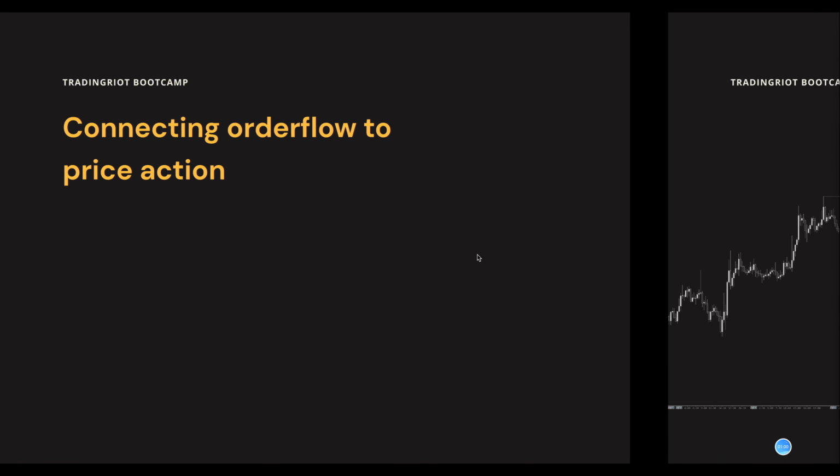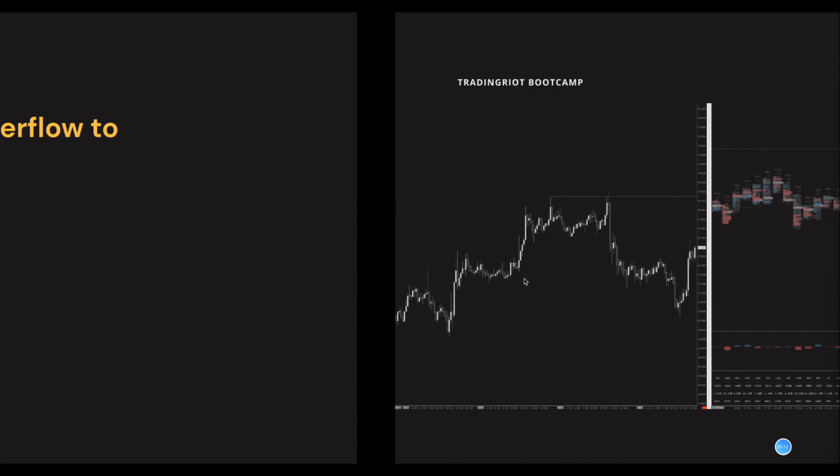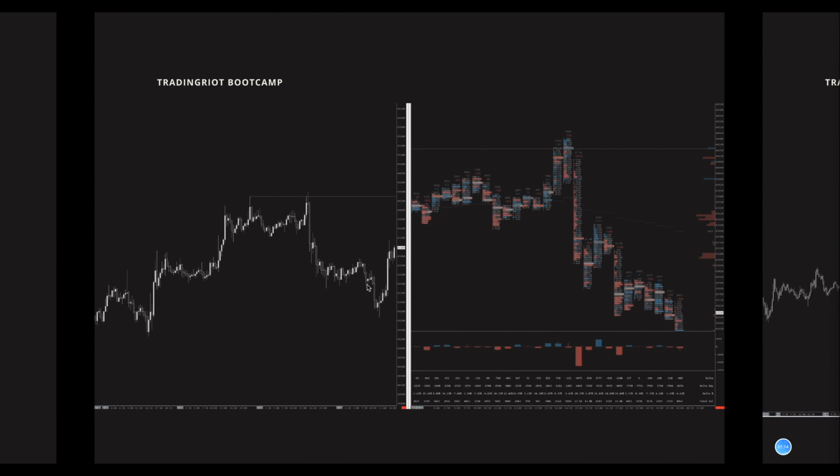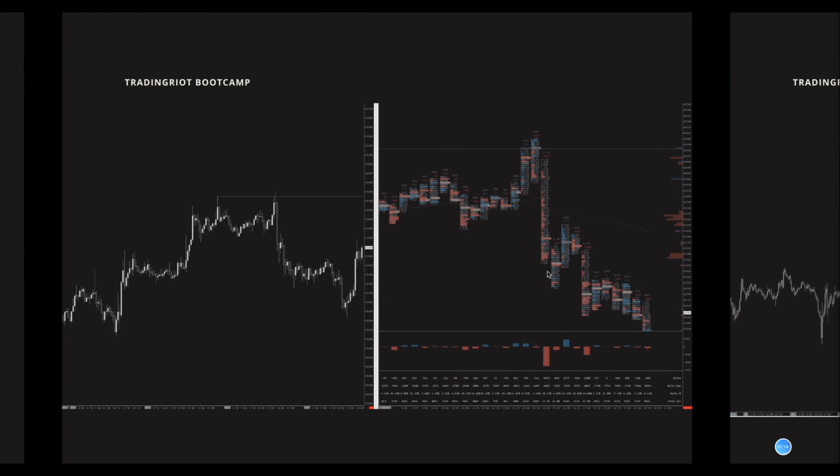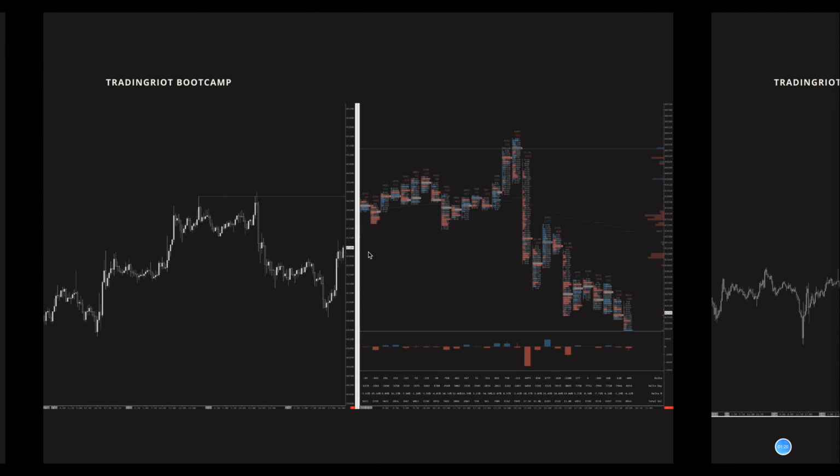So if this is something that sounds interesting to you, I just wanted to let you know that there is that way of doing things. But obviously, right after this, we are jumping into auction market theory. So I have a bunch of examples here where we are going to talk about the confluence between order flow tools and the price action.